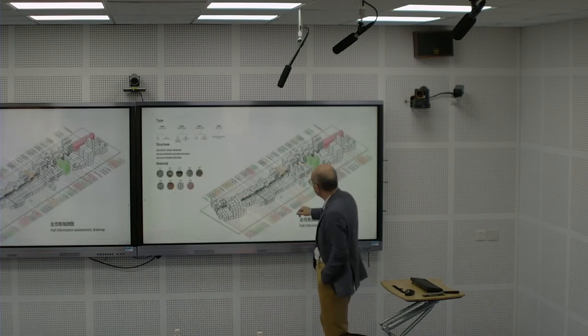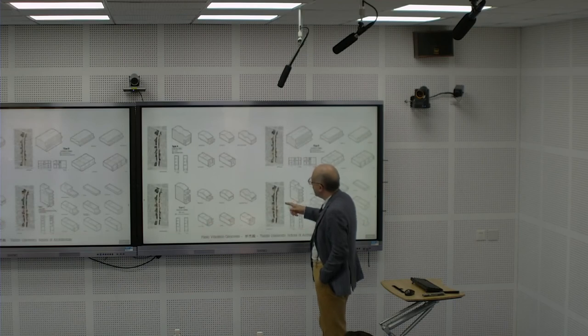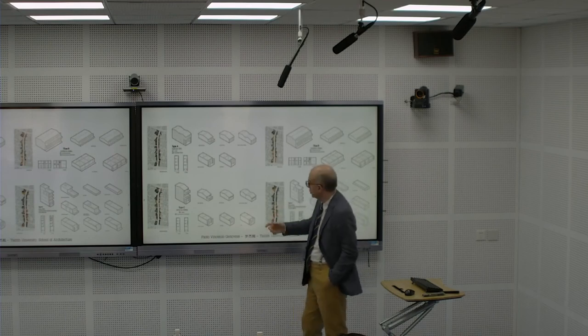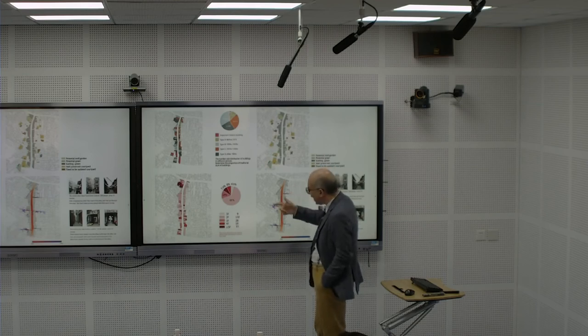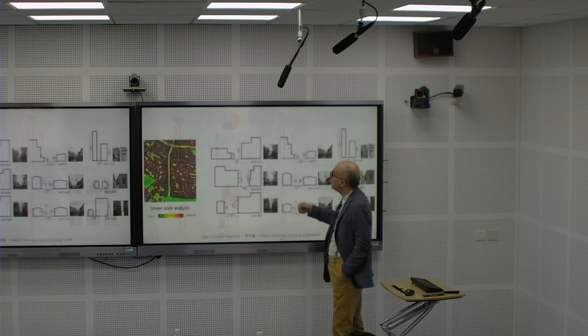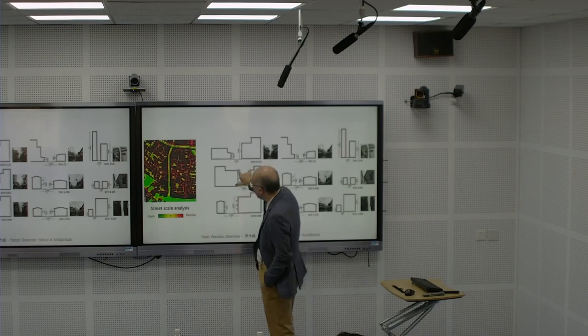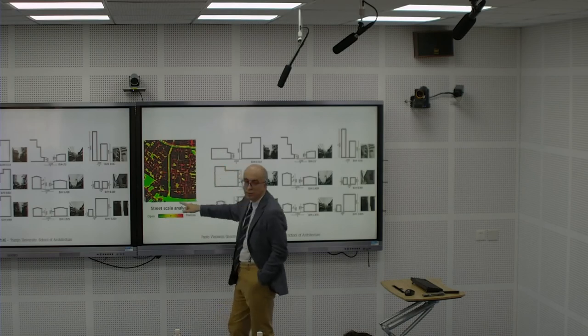This is a three-dimensional elaboration. This is the same analysis of the typology, but also considering the inner space. Yes, because if we must renew, then you must respect the tradition. This is the different percentage in terms of typology, in terms of height, and so on. This is the ratio between the street size and height of the building, and the street scale analysis. More open or more closed.